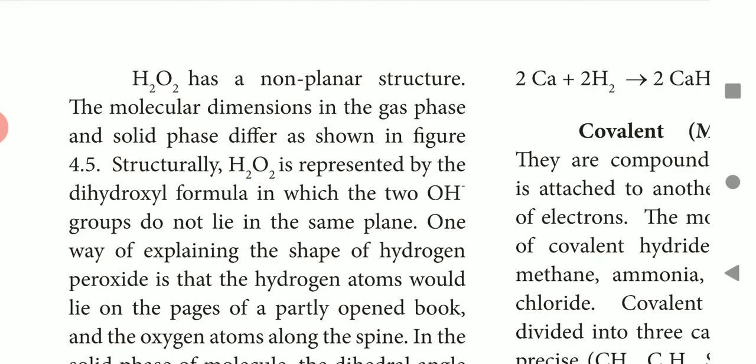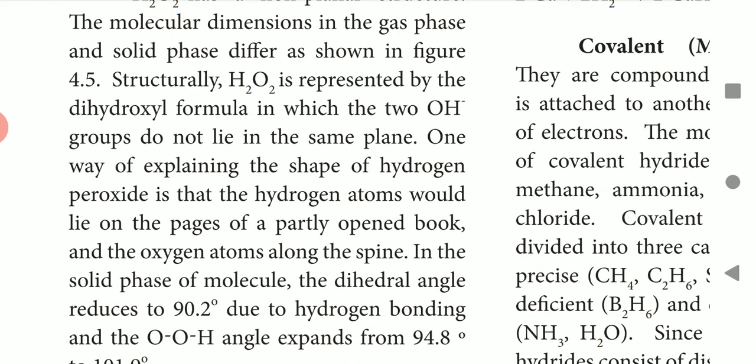The molecular dimensions in the gas phase and solid phase differ, as shown in the picture. Structurally, hydrogen peroxide is represented by the dihydroxyl formula, in which the 2 hydroxy groups do not lie on the same plane. One way of explaining the shape of hydrogen peroxide is that the hydrogen atoms lie on the pages of a partly opened book. So in the opened book, the hydrogen atoms are on the pages, and the oxygen atoms are along the spine, sideways.